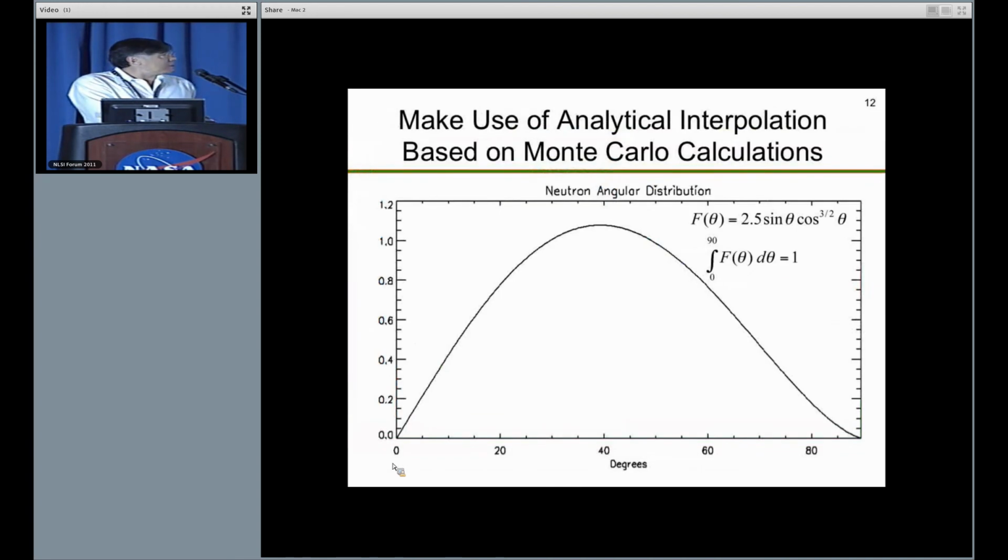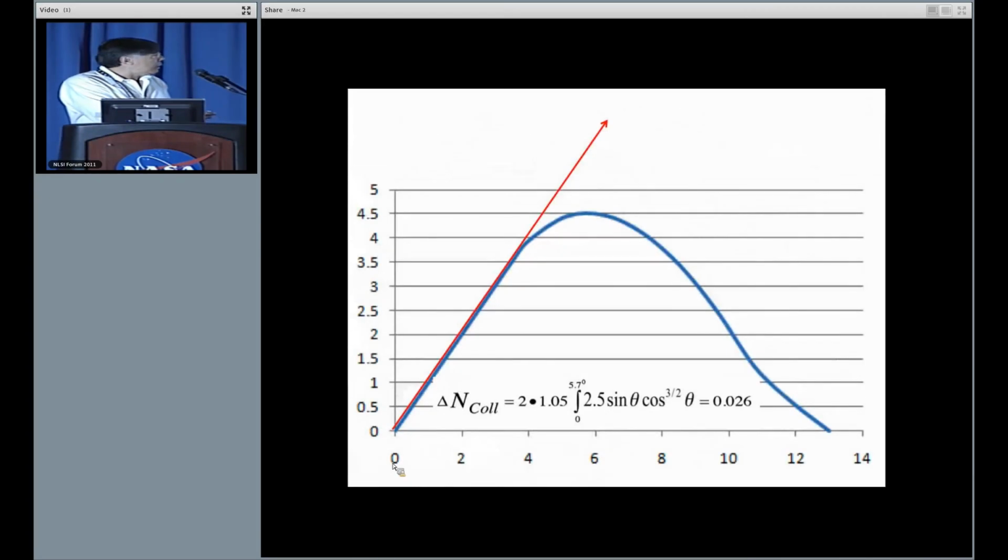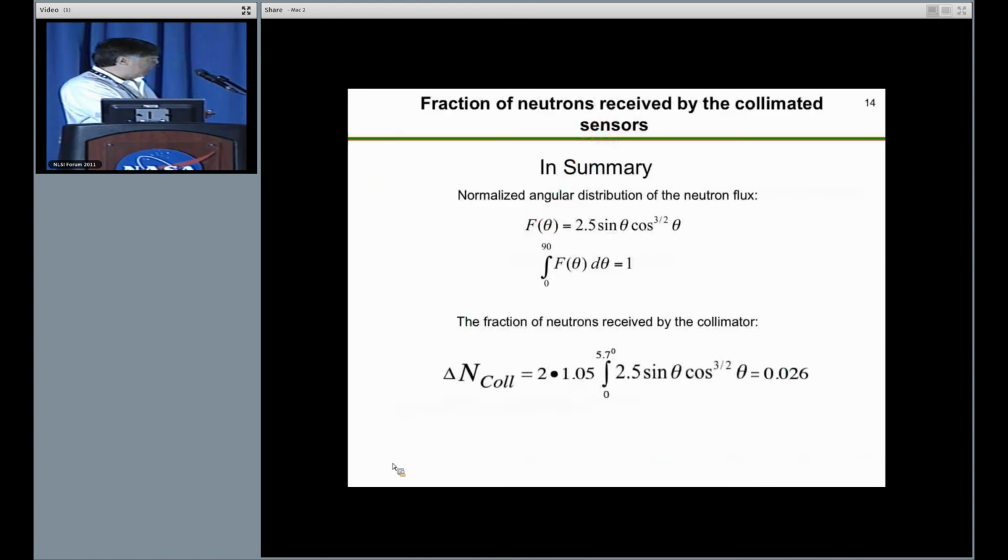We've done this by just a numerical calculation, interpolating the Monte Carlo angular distribution by an analytic expression, and integrating only to about the field of view that's given by the collimator into the detectors itself, and that gives you that 2.6% of the full neutron flux that's emerging from the surface. So here again, in summary, is what we've done in actually trying to see what the detectors see as a portion of the emergent flux itself.